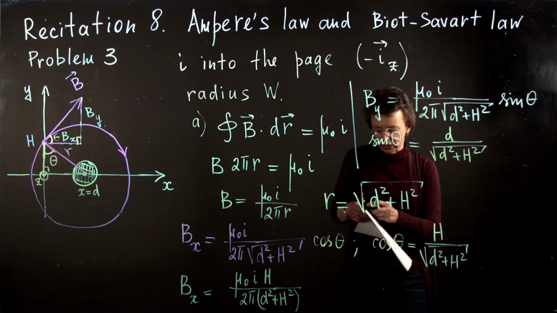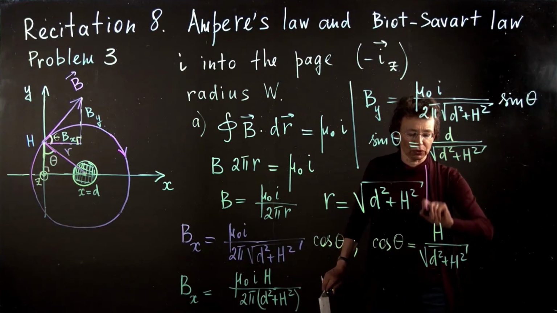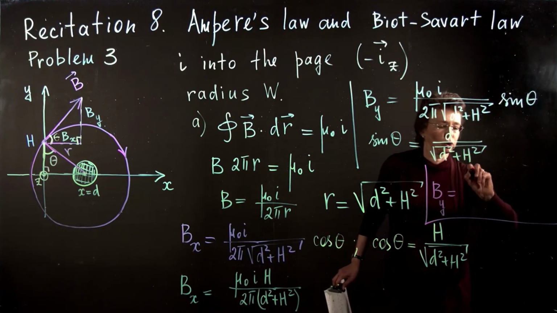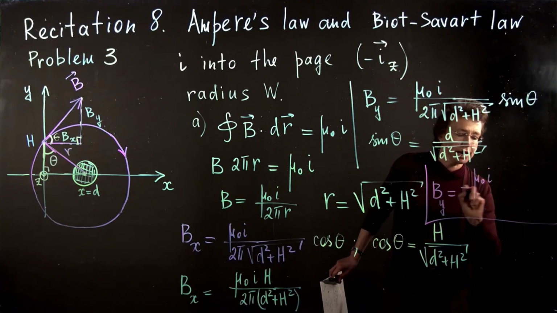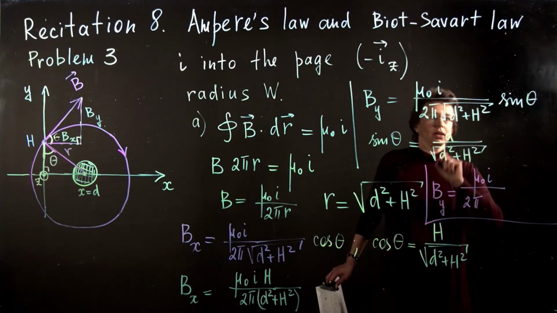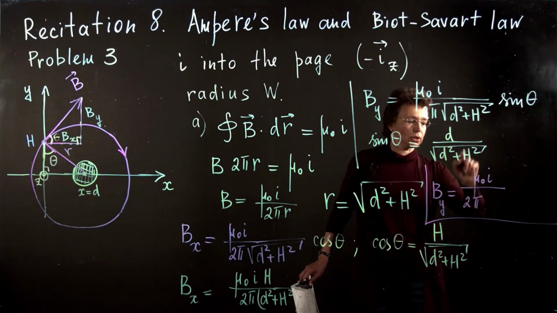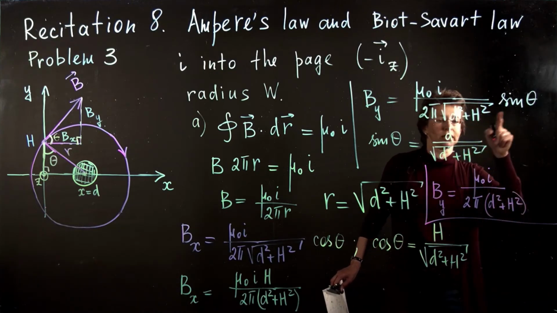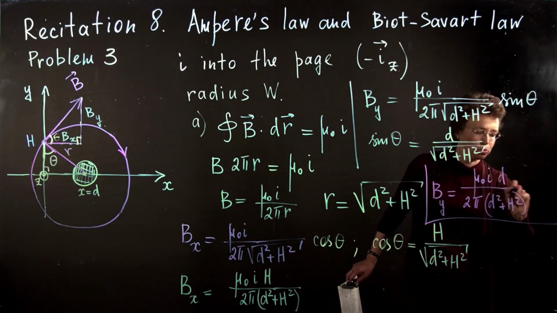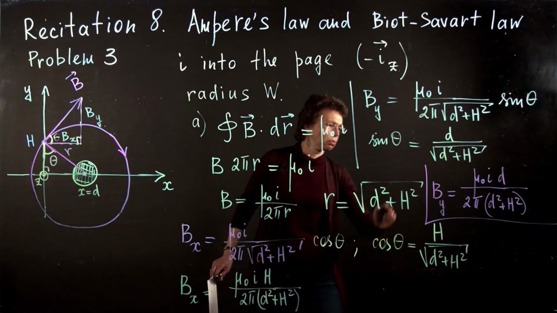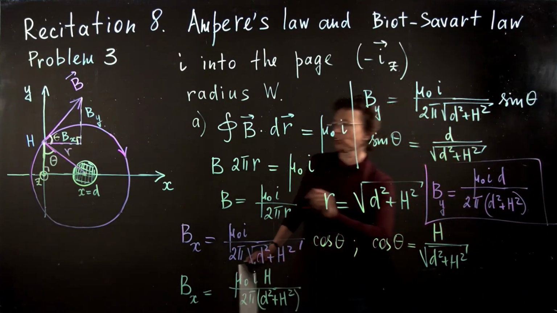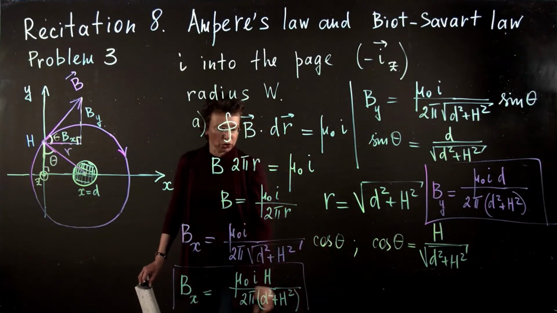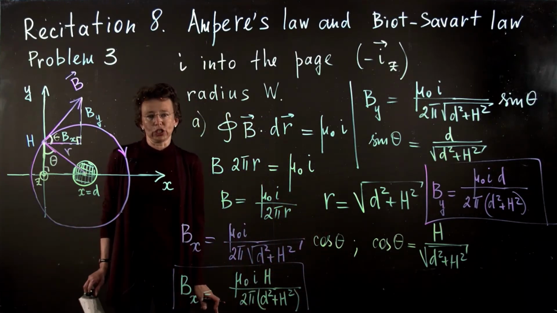My final expression for the y component of the magnetic field will be B sub y equal to mu naught I divided by 2 pi, with d squared plus h squared in the denominator, and we don't forget d in the numerator. This is the y component of the magnetic field at this point, and this is the x component of the magnetic field at point x0 and yh.